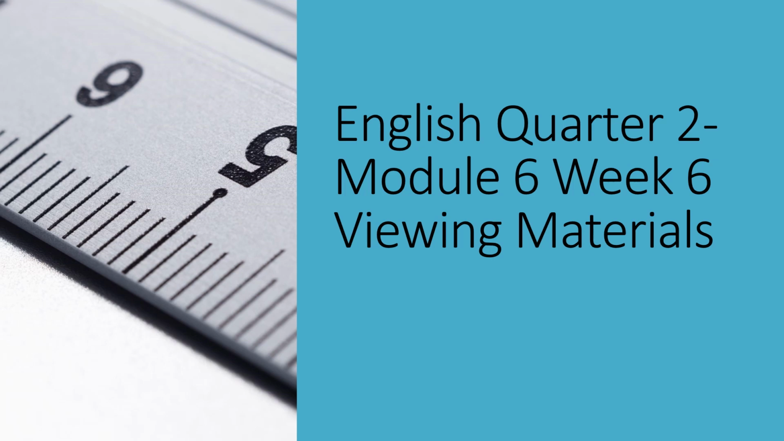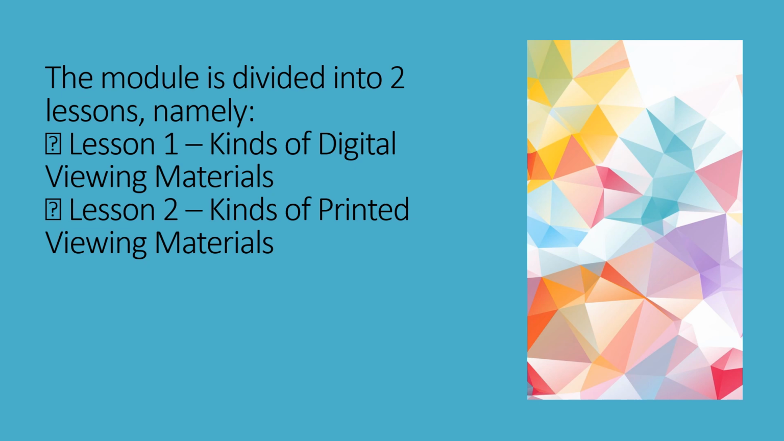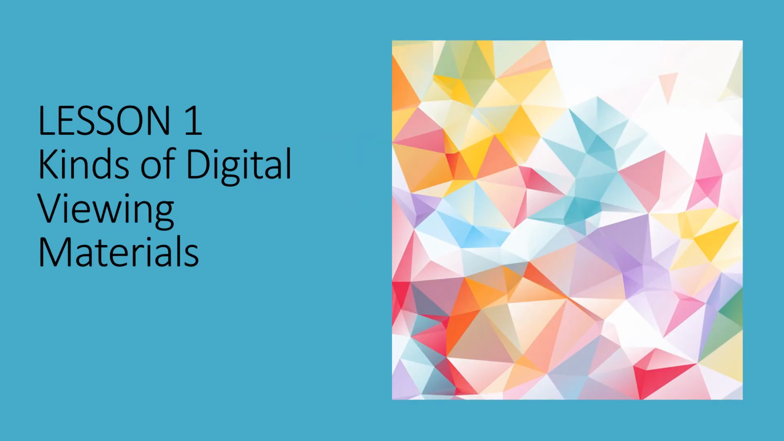Welcome to our English Quarter 2, Module 6, Week 6, Viewing Materials. Now, the module is divided into two lessons, namely, Lesson 1 is the kinds of digital viewing materials. Lesson 2, kinds of printed viewing materials. Now, for Lesson 1, which is the kinds of digital viewing materials.